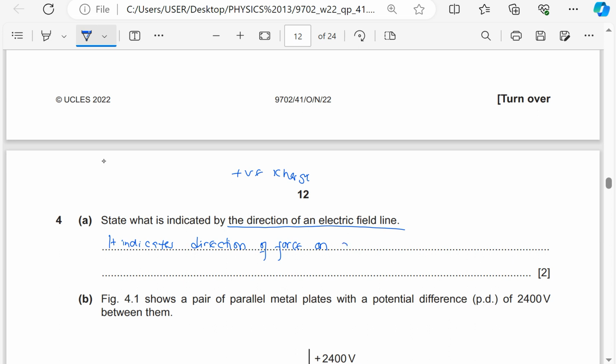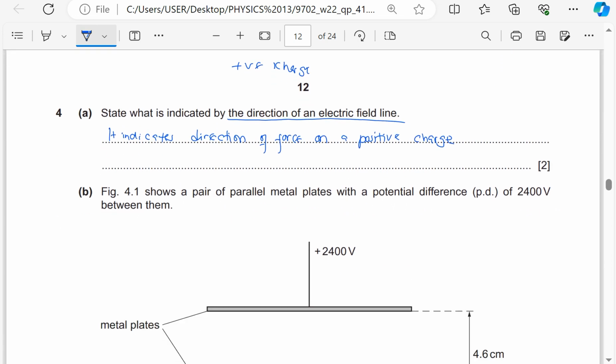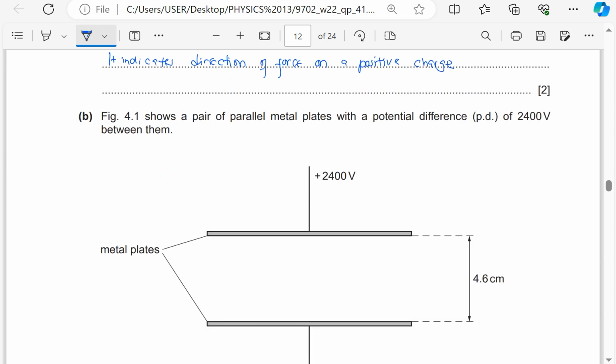That's what the direction of the electric field line indicates. If it is a magnetic field, it will indicate the direction of the force on the north pole. If it is a gravitational field, it indicates the direction of force on a mass.